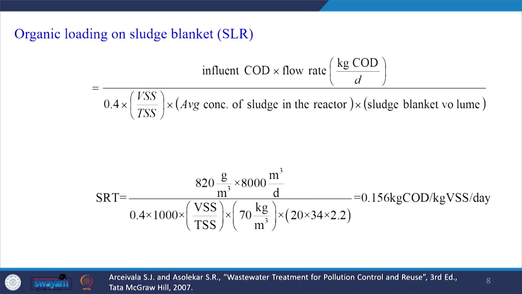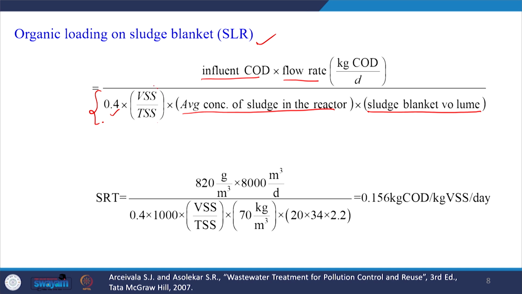Now, we have to calculate the organic loading on the sludge blanket. We can calculate that via this formula: the influent COD into flow rate divided by the average concentration of sludge in the reactor with respect to the sludge blanket volume. From this we are taking, and since only 0.4 is the total volume which has been occupied by the sludge blanket, from this idea we are calculating.